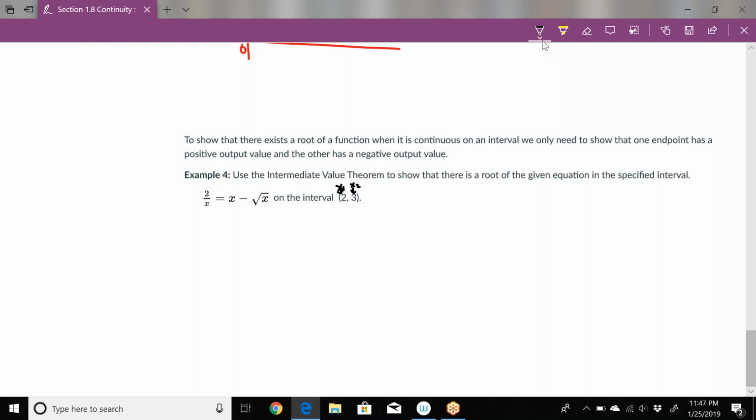So if we plug in 2, we get 2 over 2 equals 2 minus the square root of 2. That is 1 equals 2 minus the square root of 2. I would probably solve that over, so that's going to be 1 minus the square root of 2, which we just need to know, is that positive or negative? Square root of 1 is 1, square root of 2 is going to be bigger than 1. It's about 1.4 something. Anyways, it's bigger than 1. So if you subtract it, you're going to get a value that's less than 0. So this is going to be a negative y value.